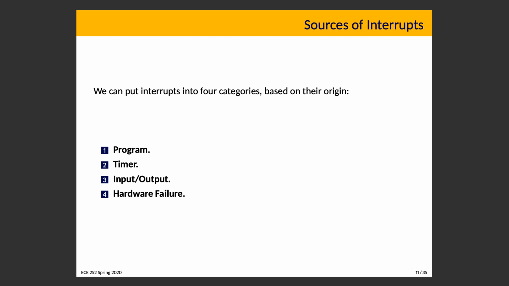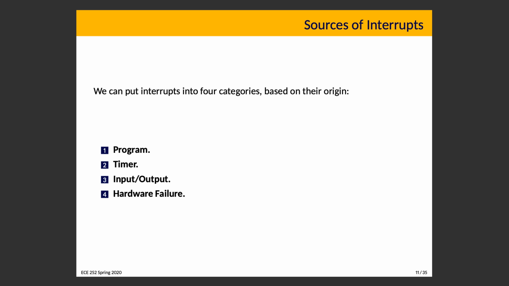And the fourth thing is some sort of hardware failure. So if power goes out, you might actually get sent an interrupt from the UPS, the uninterruptible power supply, that tells your computer, hey, you should know that main power has gone out, which might be a trigger to save work and shut down cleanly in case power is not restored in time.